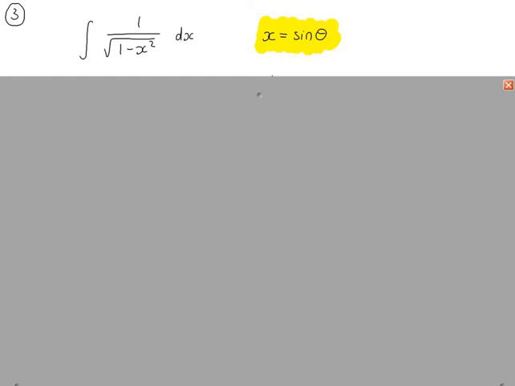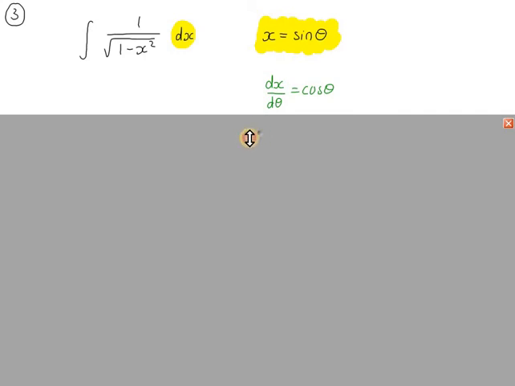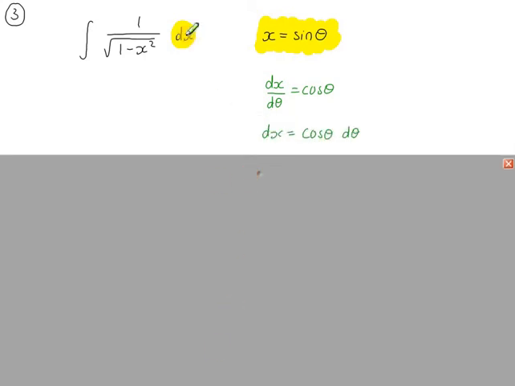Example 3. So yes, we can use trig substitutions. So I'm changing variable from x to theta. If I focus on the dx first, I need to differentiate my substitution, and then rearrange to make dx the subject. So I can replace that dx with cos theta d theta.